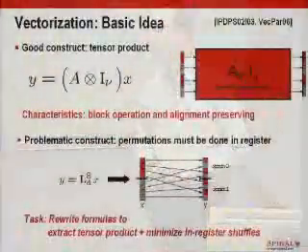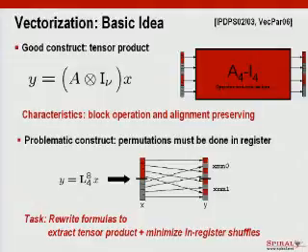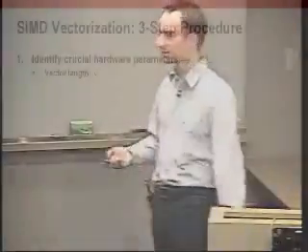And the task here is to find rewriting rules to extract the tensor product, that's the good one, and to minimize such in-register permutations. That's the goal here. And now what we're trying to do is to design a rewriting system that does that for us.